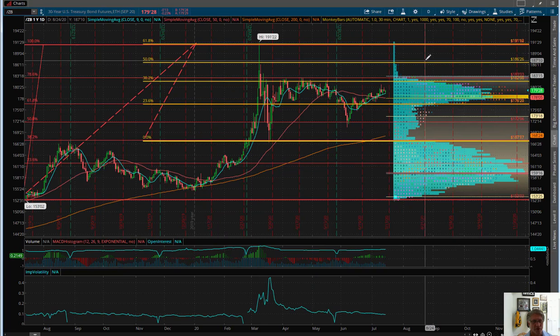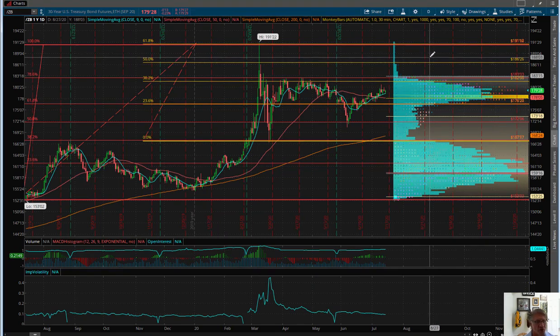So we go on to the bonds. Bonds are off by about 13 ticks here, back below that 180 handle. I've always talked about the 180 handle as being very important.